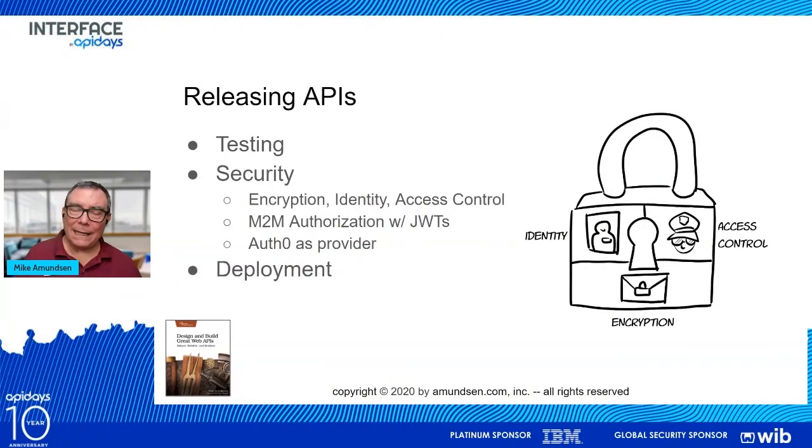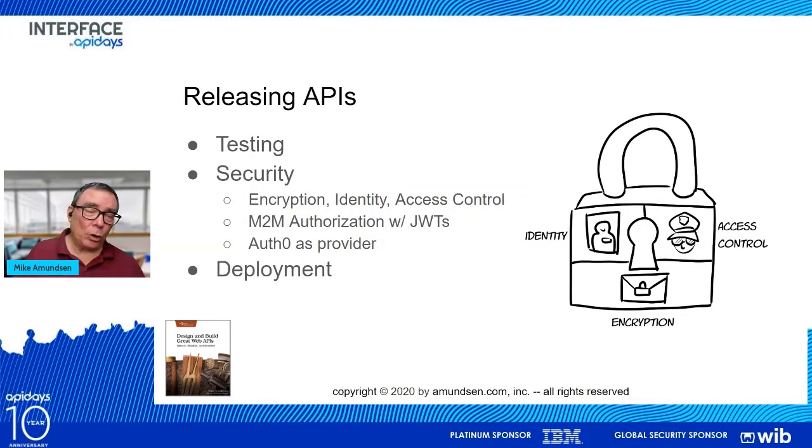Now in security, I kind of boil this down to a couple of key elements that you're going to have to cover in your life cycle. Encryption, identity, and access control. Encrypting the message is usually taken care of by HTTPS. You don't need too much fancier than that. In some special cases, you may need to encrypt certain fields.